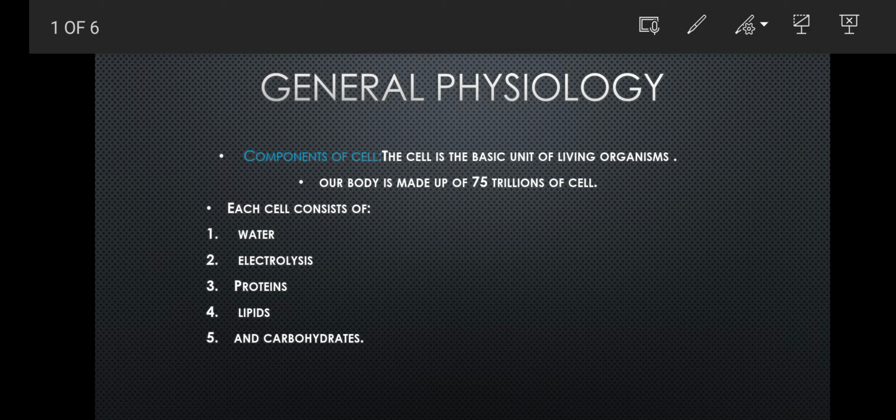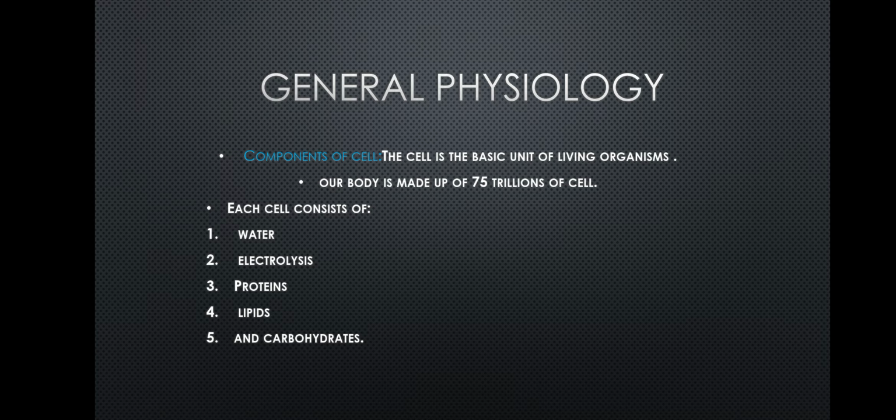So, the components of the cell. The cell is the basic unit of a living organism. Our body is made up of 75 trillion cells, and each cell consists of water, electrolytes, proteins, lipids and carbohydrates.